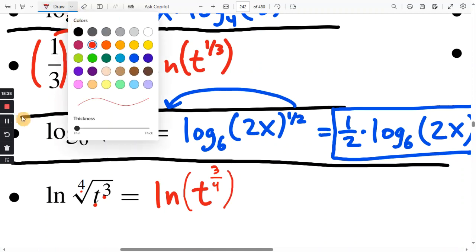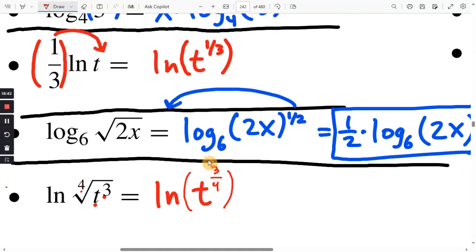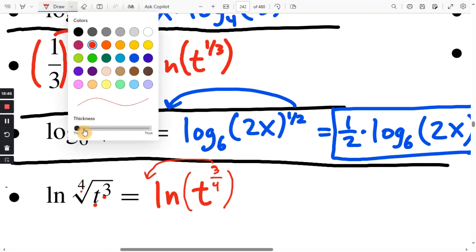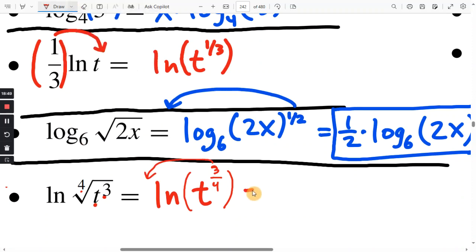All right, what we're going to do is take the exponent and move it to the front. So we're going to start with 3/4, and that's going to be times ln of t. That's it.